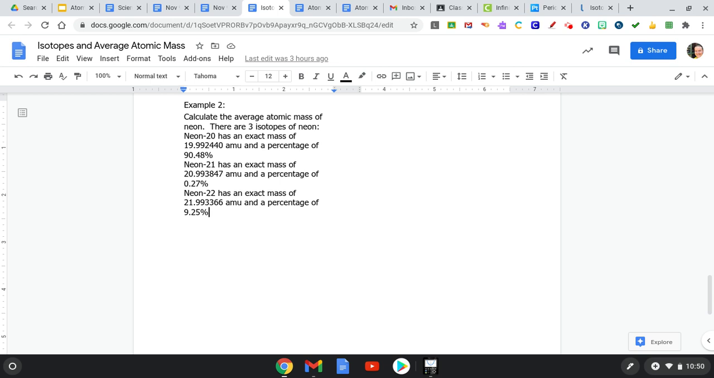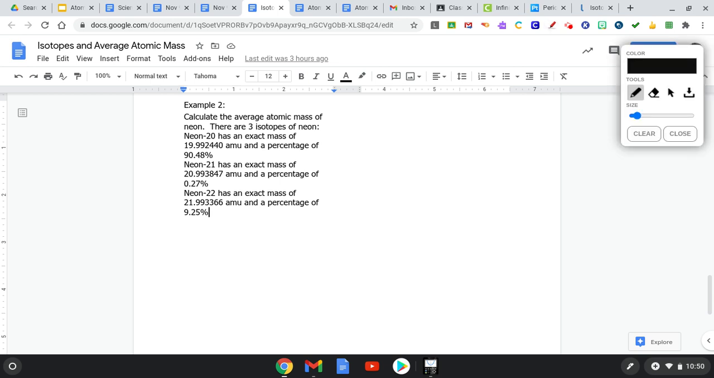All right, so here's another example. We're going to use the same 3 steps to find the answer to this problem. It says calculate the average atomic mass of neon. So when you see calculate average atomic mass, you're going to do these 3 steps. Step 1, divide by 100. Okay, you're going to take your percent and divide it by 100.